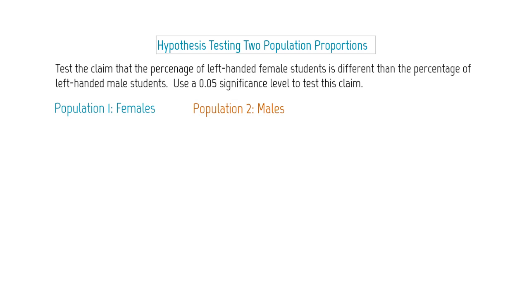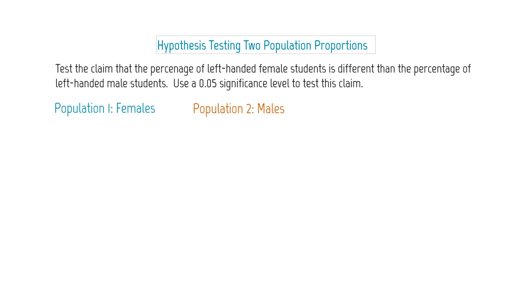Let's see how you perform a hypothesis test for two population proportions. Let's go ahead and test the claim that the percentage of left-handed female students is different than the percentage of left-handed male students. We're going to use a 0.05 significance level.